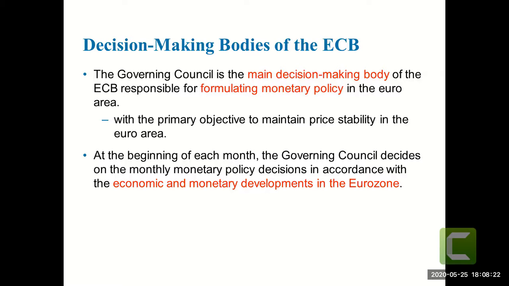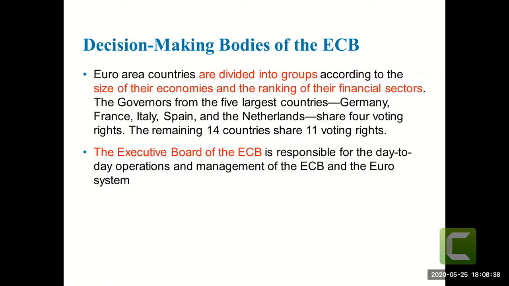Therefore, the objective of the first decision-making body, or governing council, is to maintain short-term price stability in the Euro area. Basically, Euro countries are divided into 4 groups according to their size of economy and ranking of their financial sector.